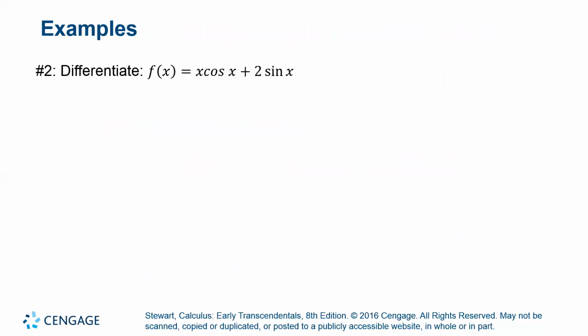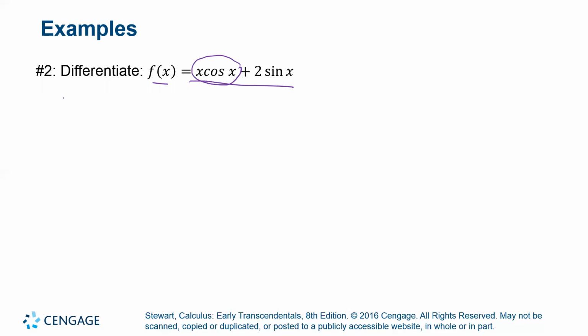Now, let's differentiate other examples. Take another example. We have a given f of x as that. If I look at this expression on the right, the first term is x times cosine of x. That tells me I must use the product rule on that.